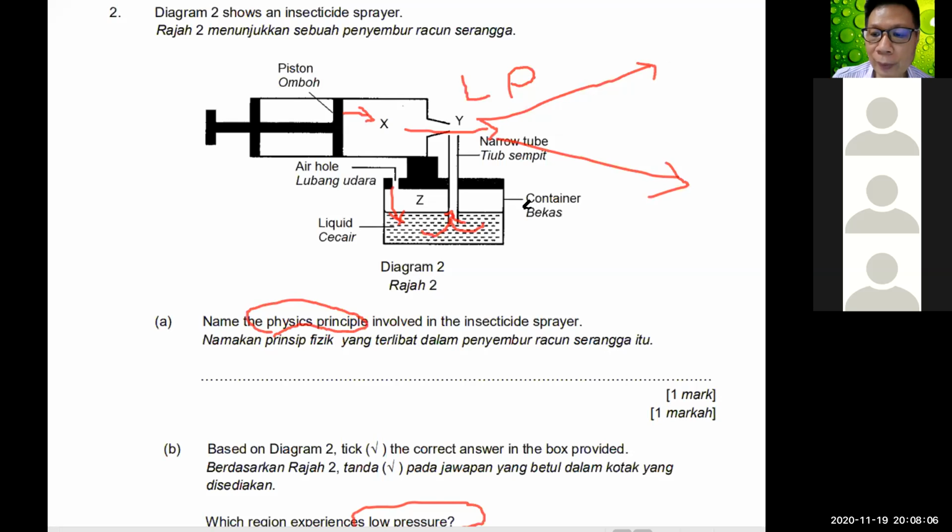Try to write your answer. Don't do other things. Focus. Look at the diagram. See how to write, how to explain how the liquid goes out there and spreads out.